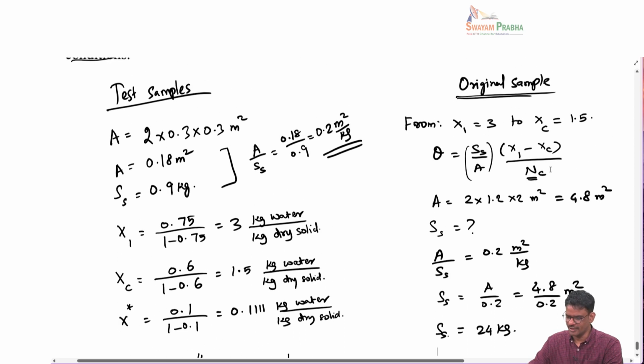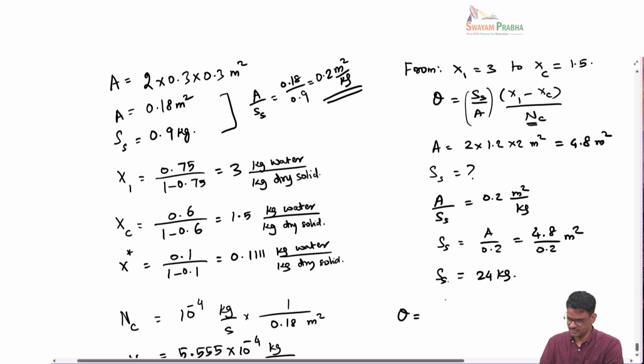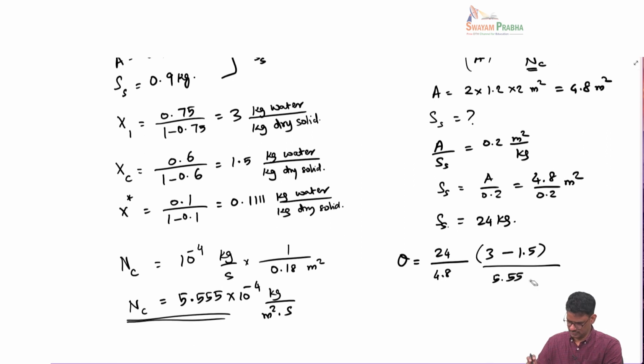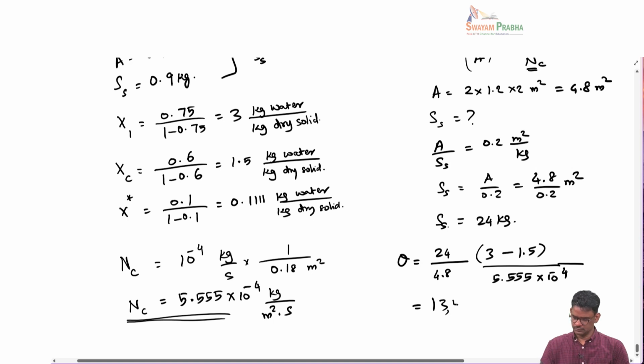Now we know all the quantities that we need, so we can substitute: 24 kilogram, area is 4.8 meter square, x1 is 3, xc is 1.5 and NC is 5.555 times 10 power minus 4. So we get something like 13,500 seconds.